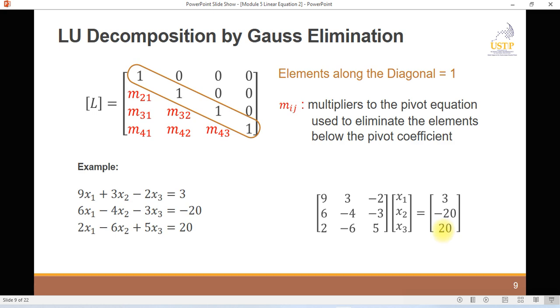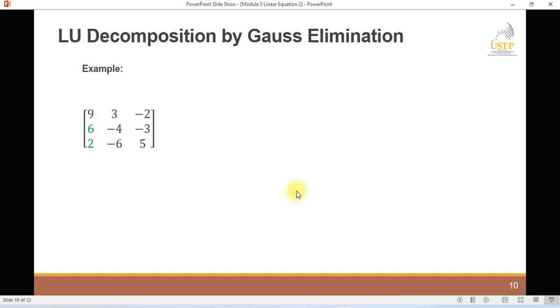Okay, so the first thing that we have to do is to decompose this matrix A into LU. So matrix A is equal to the matrix containing 9, 3, negative 2, 6, negative 4, negative 3, 2, negative 6, and 5. And then, as we've learned in the Gauss-Jordan elimination and also in Gauss pivoting, elimination pivot row, we will just let the top portion be the pivot row.